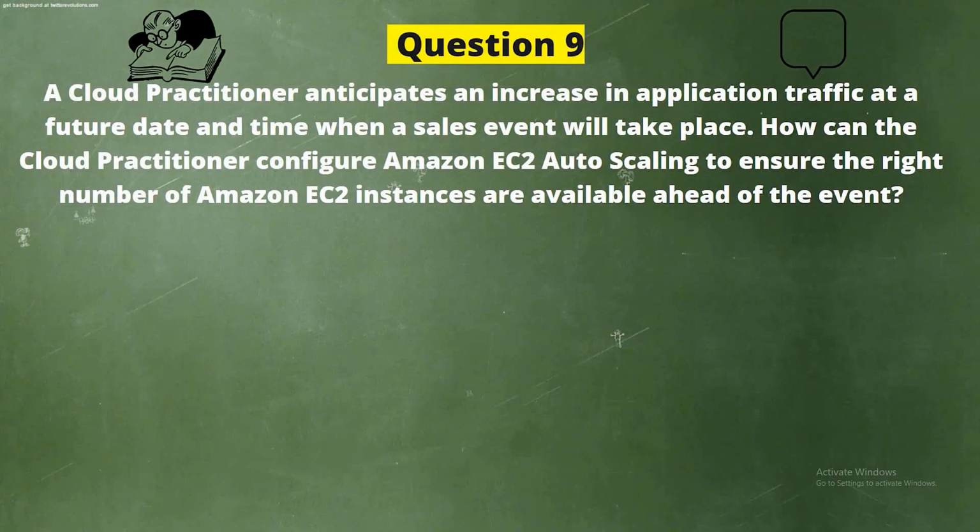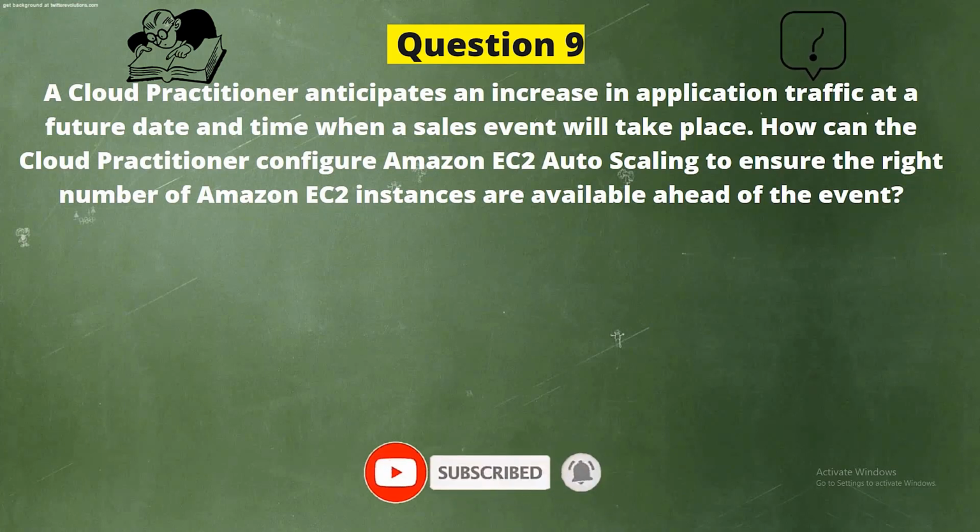A cloud practitioner anticipates an increase in application traffic at a future date and time when a sales event will take place. How can the cloud practitioner configure Amazon EC2 autoscaling to ensure the right number of Amazon EC2 instances are available ahead of the event?